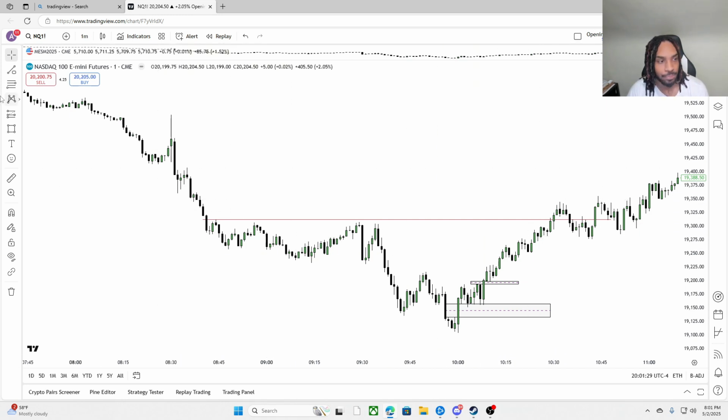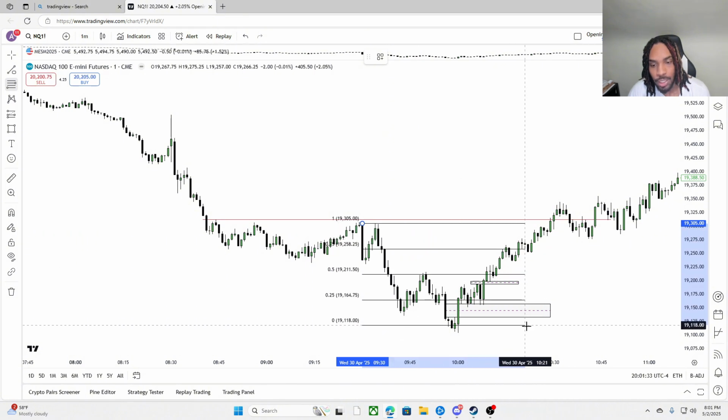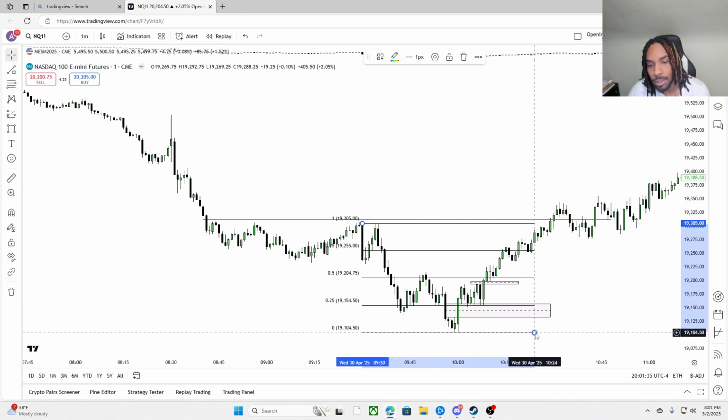But if we are in, so if you measure the range that we're trying to take the buy side from, the best buy side fair value gaps are going to be in close proximity to 50%. So these ones for sure.